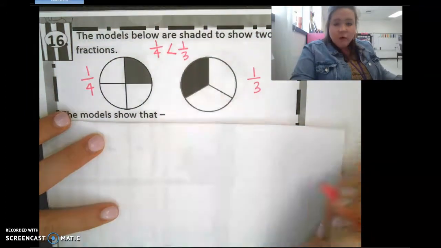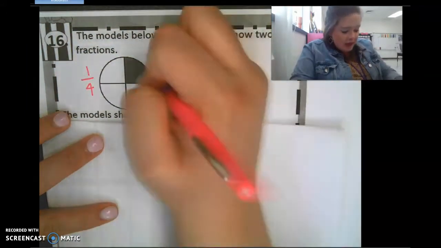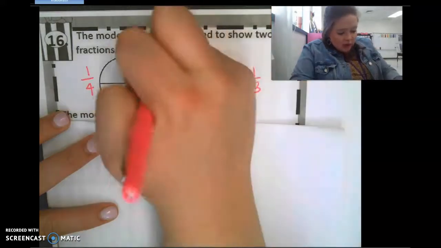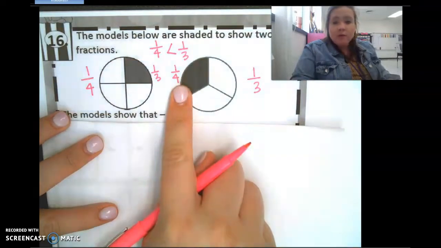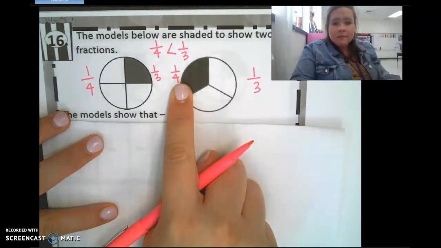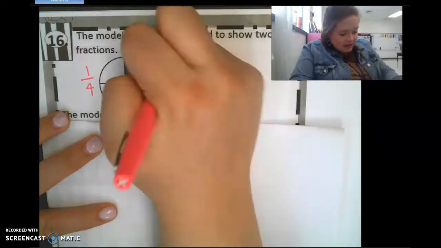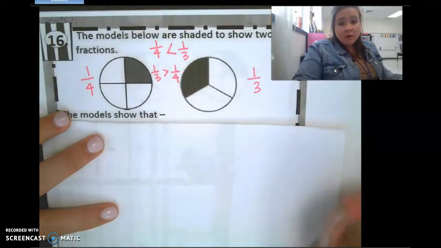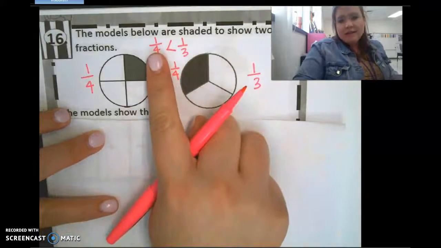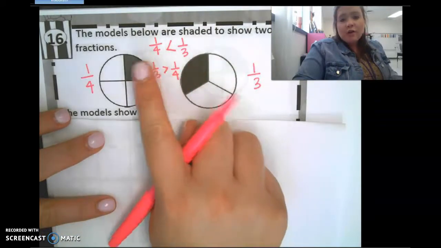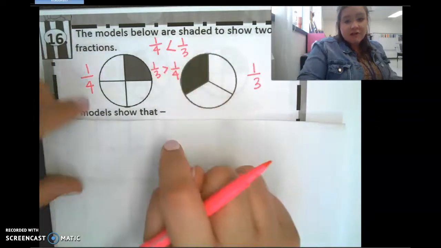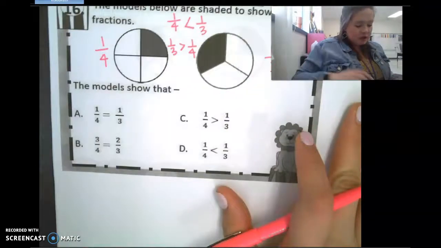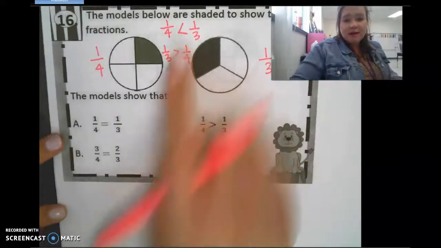Okay, and if I wrote this the other way, I would write 1/3 is what to 1/4? One-third is greater than 1/4. It's really important that we're able to identify the comparison of these fractions both ways, with each fraction on each side of the comparison symbol, okay? So now I just need to find the answer choice that matches.